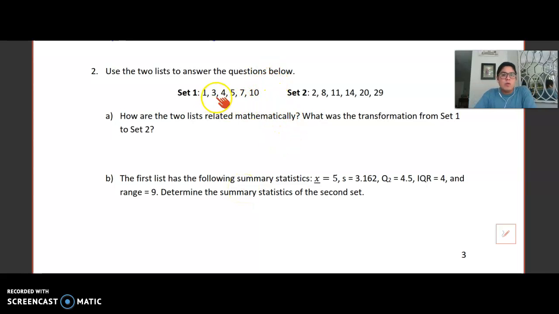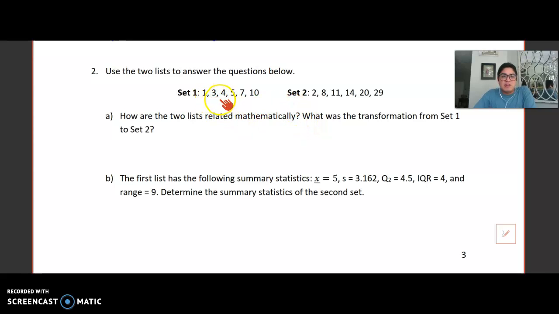So here's set 1: 1, 3, 4, 5, 7, 10. Here's set 2: 2, 8, 11, 14, 20, 29. Okay, so how are the two lists related mathematically? What was the transformation from set 1 to set 2? Okay, 1 to 2 is plus 1, but 3 to 8 is not plus 1.